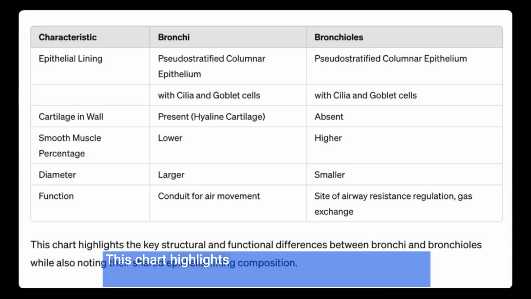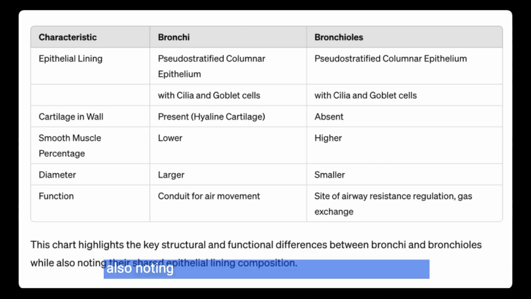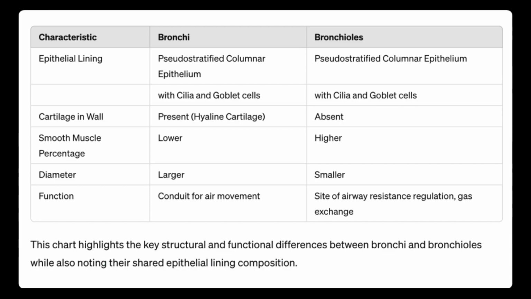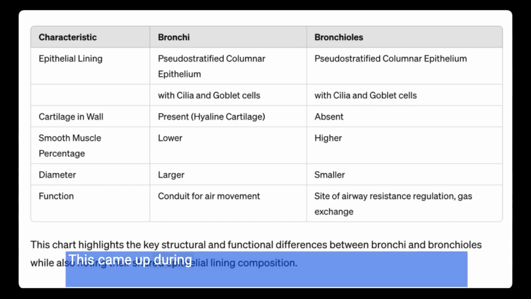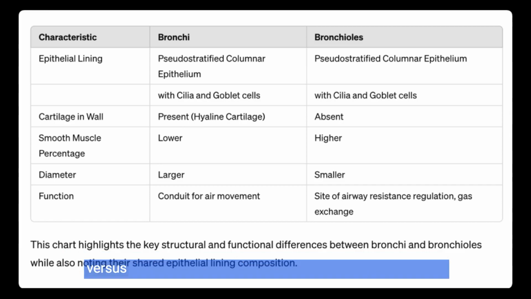This chart highlights the key structural and functional differences between bronchi and bronchioles while also noting their shared epithelial lining composition. This came up during several of our tutoring sessions, so I thought this would be helpful to juxtapose the two, bronchi versus bronchioles, to see their similarities and differences.